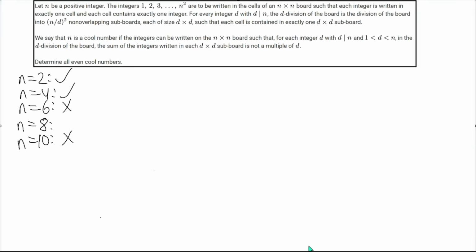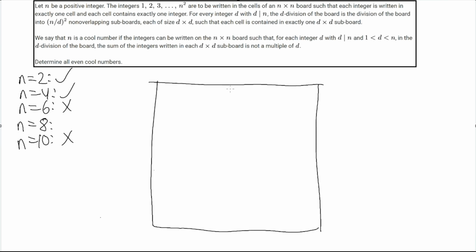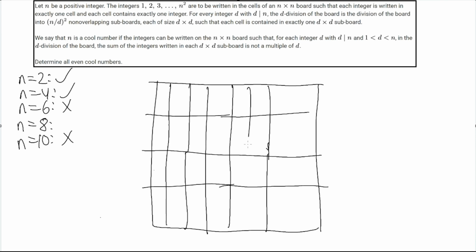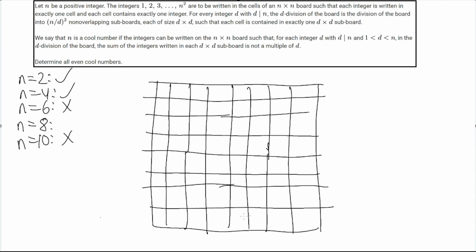Okay, so now let's see what's going on for n equals 8. So let's draw the grid. And this is the easiest way to draw an 8x8 grid. We first split this in half, then we split each of these halves in half. Then we split each of these in half again. And there we have it. We have our 8x8 grid. So let's see how we can use this to motivate our approach for n equals 8.